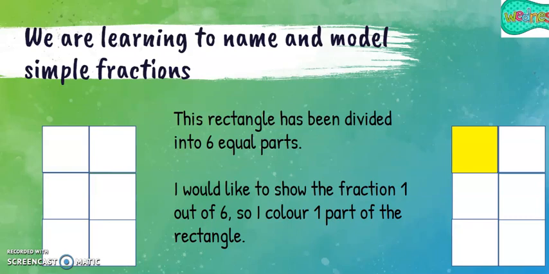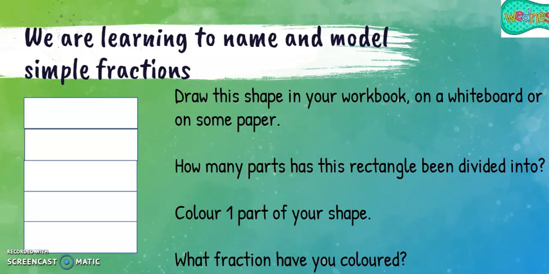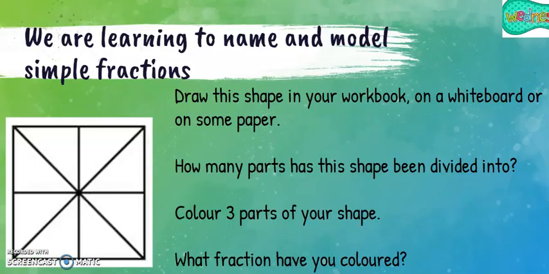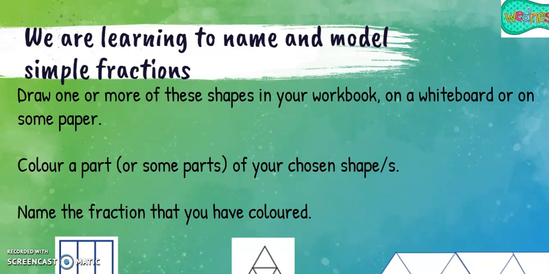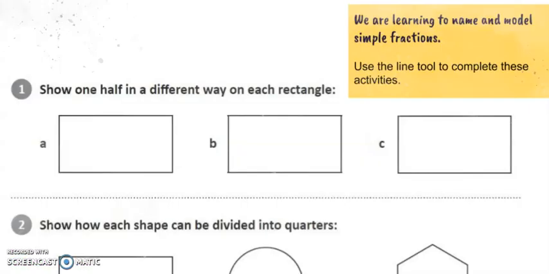So these are just giving me lots of information about what I need to do. Draw this shape in your workbook or on a whiteboard. How many parts you have. Colour one part of the shape, so that's all in your workbook. Next one, that one's all in your workbook too. Draw in your book, that one's in your workbook as well. Okay, here we go. Use the tool line to complete these activities.